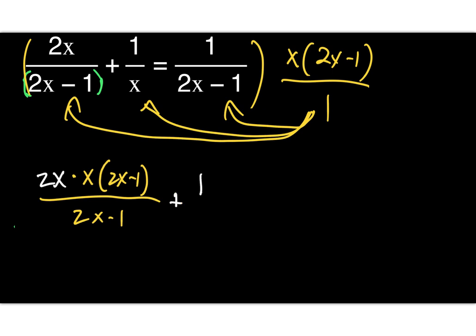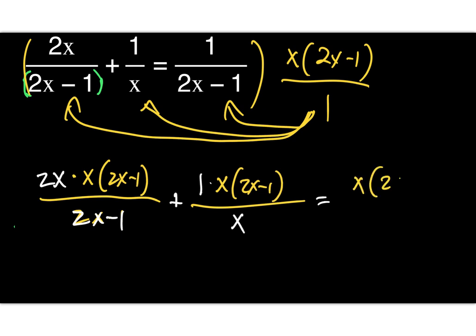Plus, I've got the 1 times, actually make this white so it's consistent. So that was the original fraction, 2x minus 1. 1 times x times 2x minus 1 all over x. And on the right-hand side, I'll have 1 times, so it's going to be x times 2x minus 1 all over 2x minus 1.